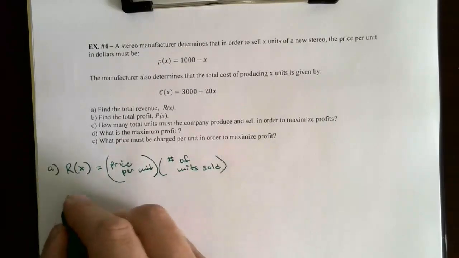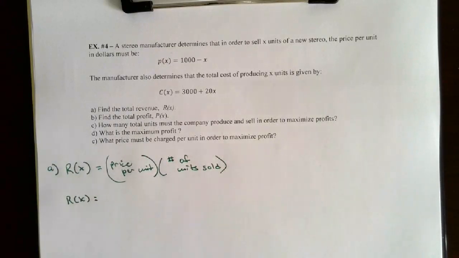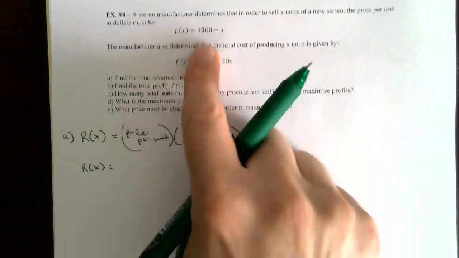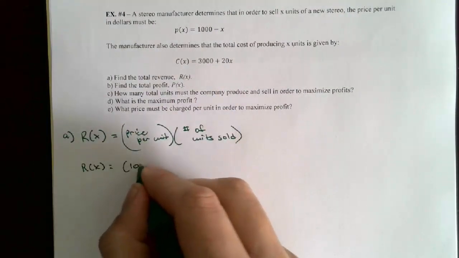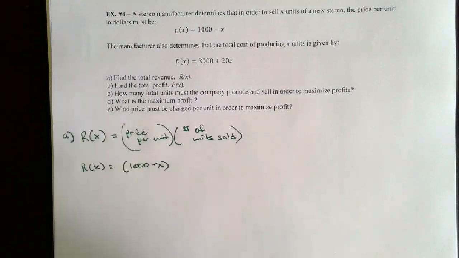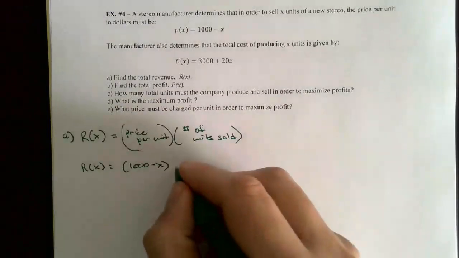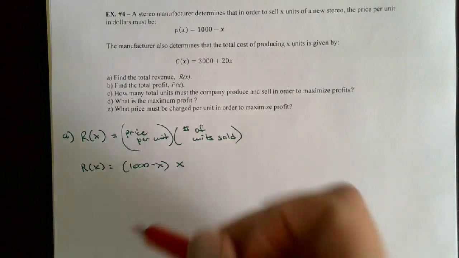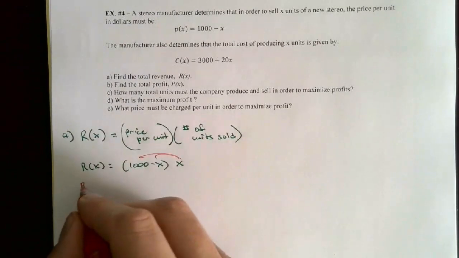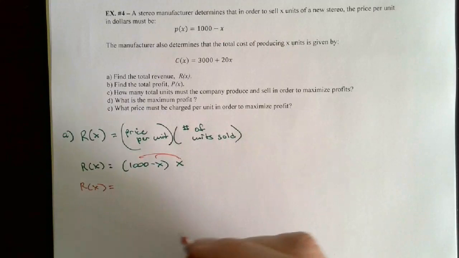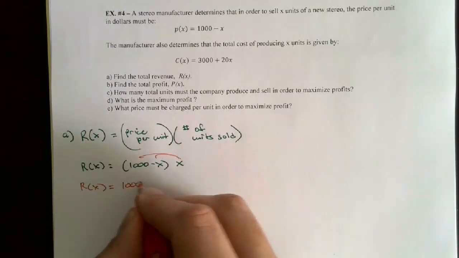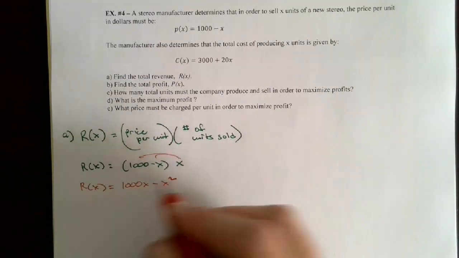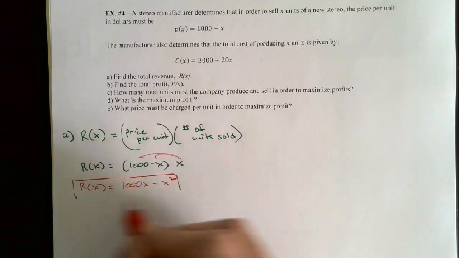In this case, we know what the price per unit is. They told us it's this function here, P of X, so it's 1,000 minus X. So it's 1,000 minus X times how many units are you selling? Well, you're selling X units. So then we just distribute through, and you have a function R of X is equal to 1,000x minus x times x is x squared. And that's all we're doing. We're finding the function. That's all it asked us to do.